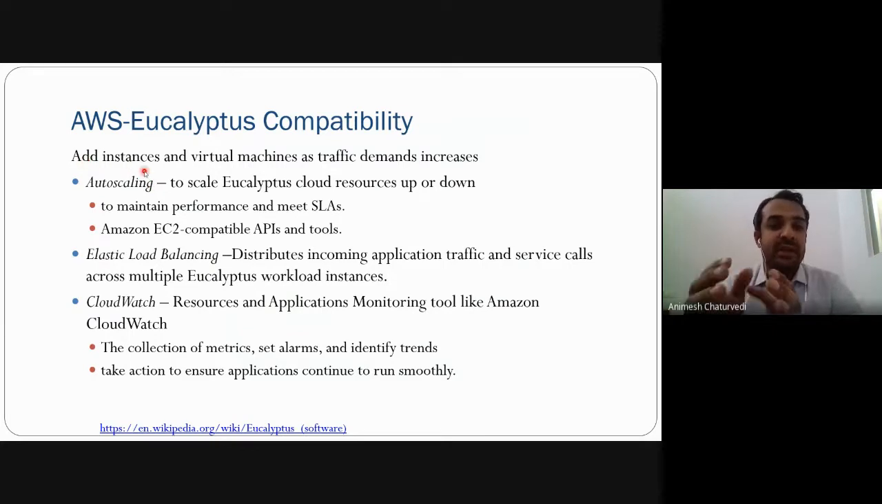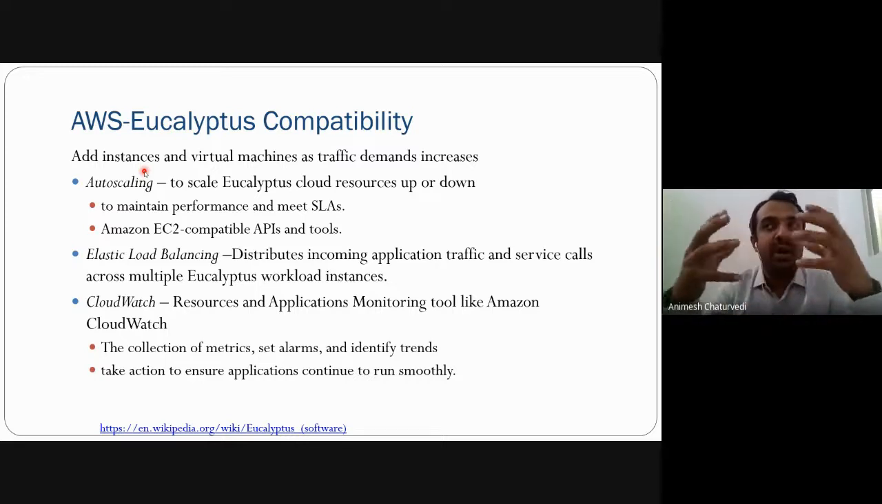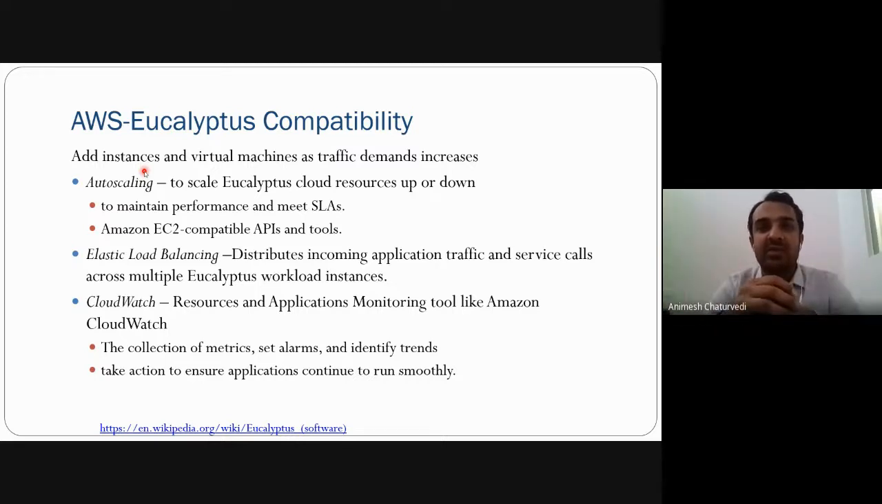So you have an instance of a virtual machine, and there's traffic which keeps on increasing. The demand is increasing for your private cloud, so the number of users is increasing for your private cloud. So now you need some auto scaling. So how can you do auto scaling? You basically have the AWS and Eucalyptus compatible API.